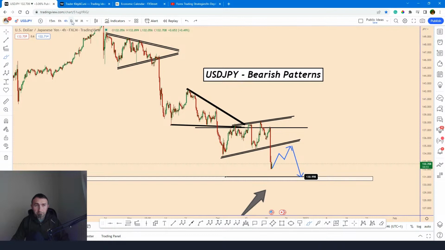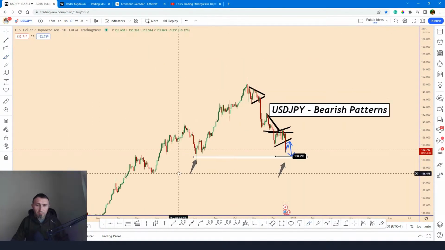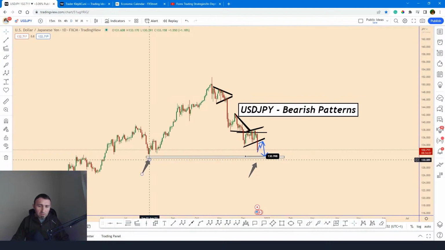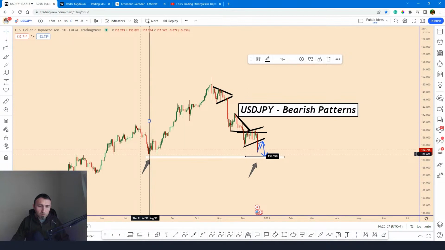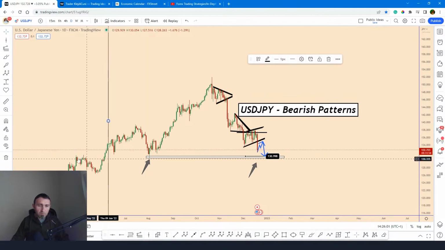So let's see. It looks more interesting on the daily time frame. And as you can see, price was in this area on August 22 and also in June 22, also April 22.